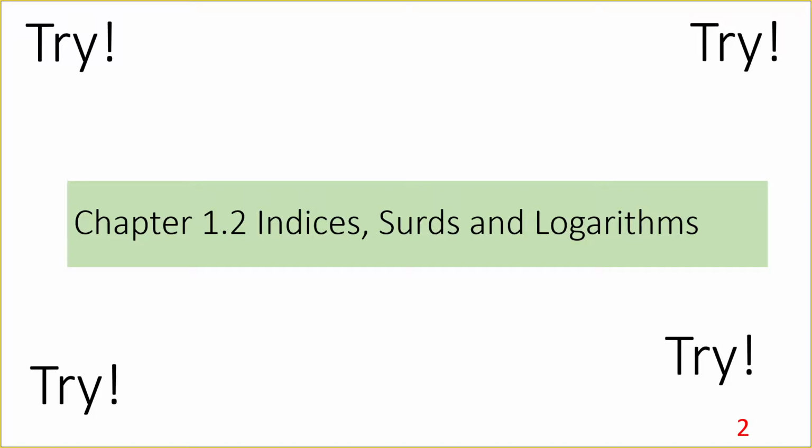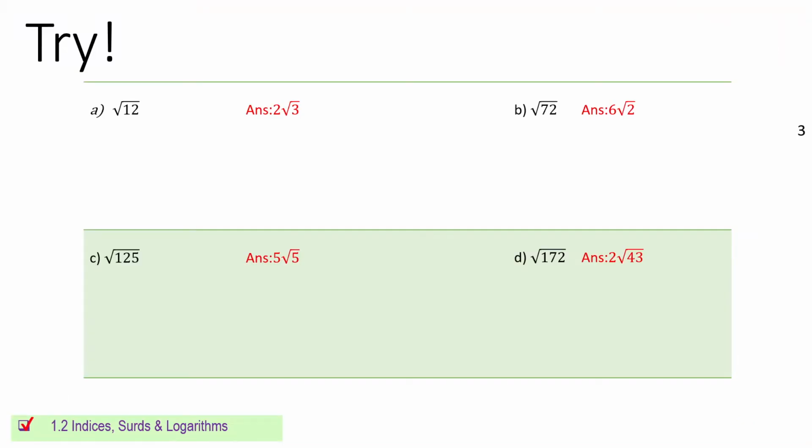In this video, we are going to discuss some of the questions related to indices, surds, and logarithm. First, we look at question 1, that is, simplify the following surd without using the calculator. This is a bit of warming up.